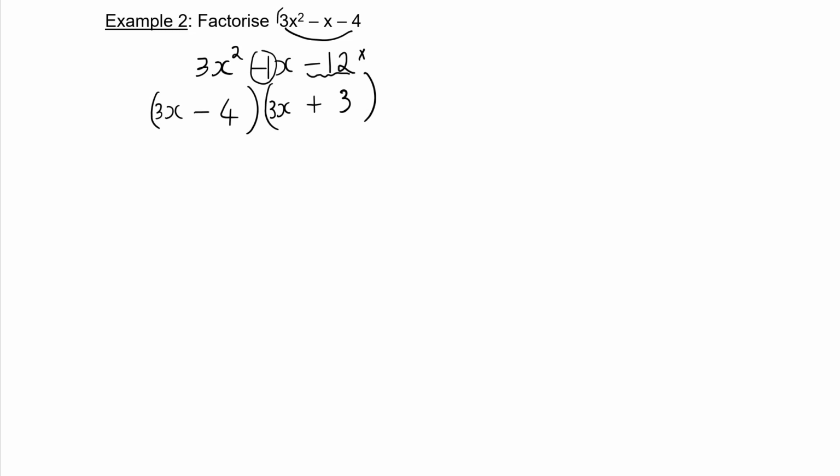We multiplied by 3 at the start of the process, that's the coefficient of x squared. So we now must divide one of these brackets by 3. The first bracket isn't going to work because 4 is not divisible by 3. So I'm going to have to divide the second bracket by 3. This gives me a final answer of 3x minus 4 multiplied by 1x, that's 3 divided by 3, plus 1, 3 divided by 3 again. So my answer is 3x minus 4 multiplied by x plus 1.